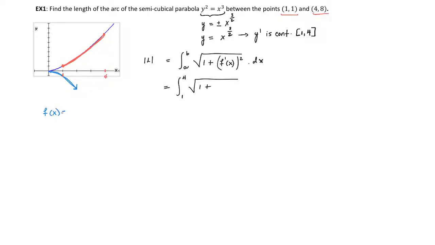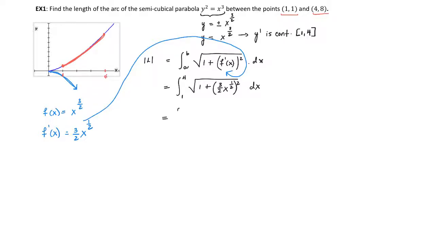f of x is equal to x to the 3 over 2. That really means that f prime of x is going to be equal to 3 over 2 x to the 1/2. So now I am going to take this expression and substitute it right here within the formula. That means that we're going to have 3 divided by 2 x to the 1/2 squared dx. Simplifying this a little bit more, that will give me the integral from 1 to 4 of the square root of 1 plus 9 divided by 4 x dx.